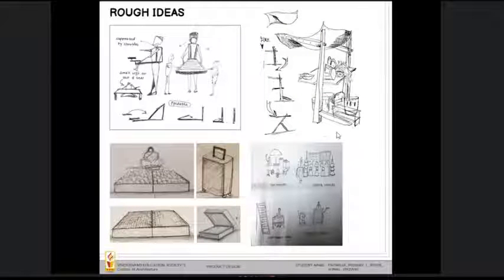So we came up with some ideas. These were the initial sketches. That one is for people around, so they can carry it on their back. This one is for vegetable vendors, and that's a suitcase that can open up and close. And these were some of the types of vendors that we studied.